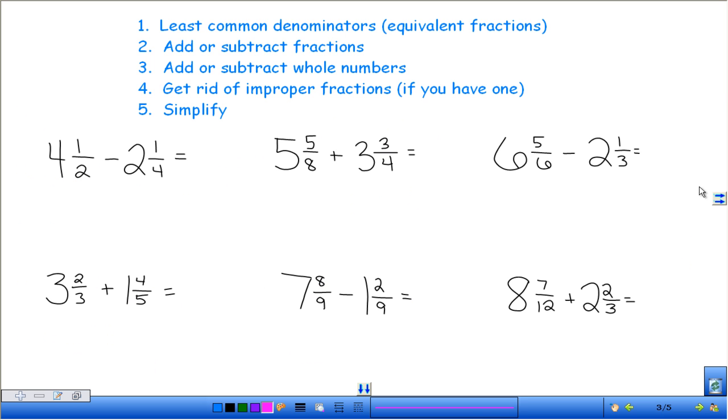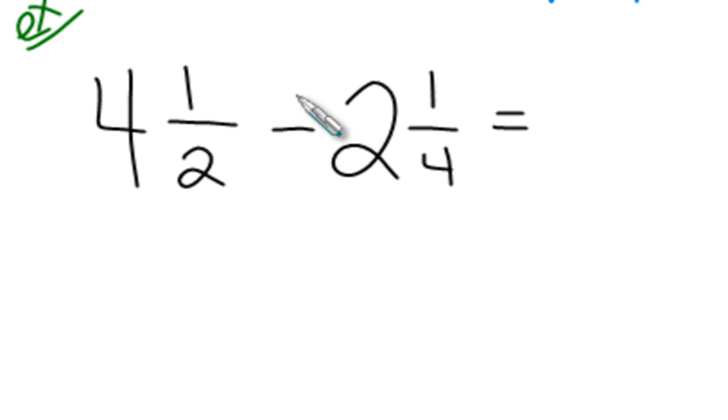Alright, we're going to do some together, and then I have another page for you to do on your own. This is a mixture of adding and subtracting. So go ahead and write this first one down here in your notebook, and we'll walk through it together. I put the steps back up on the top just in case you didn't get a chance to get them all written down.